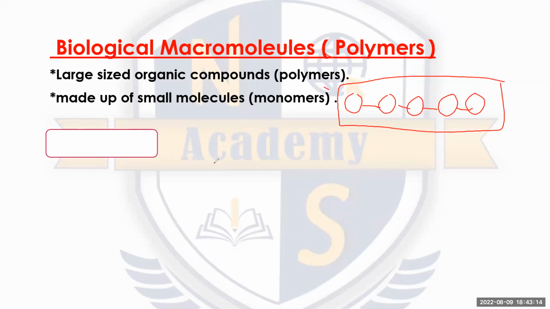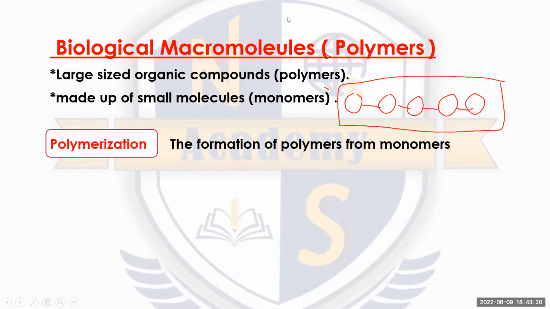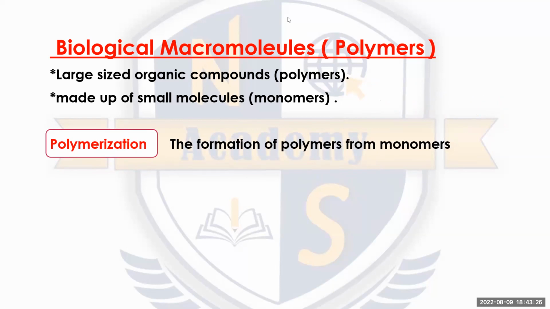This process is called polymerization. What's meant by polymerization? The formation of polymers from monomers. Or it's the process through which monomers are combined to form a polymer. Which one is the small unit, polymer or monomer? Monomer. Which one is the biggest unit? A polymer.